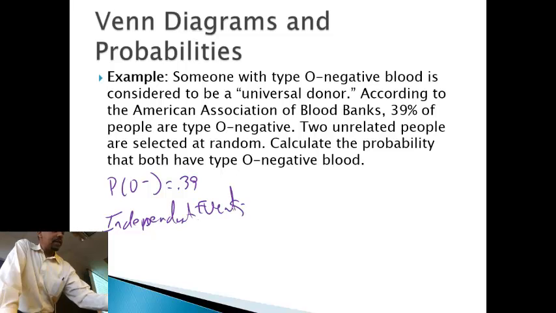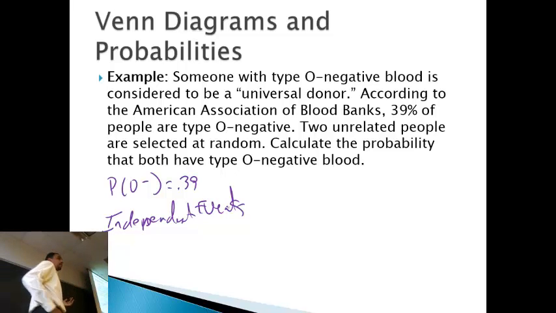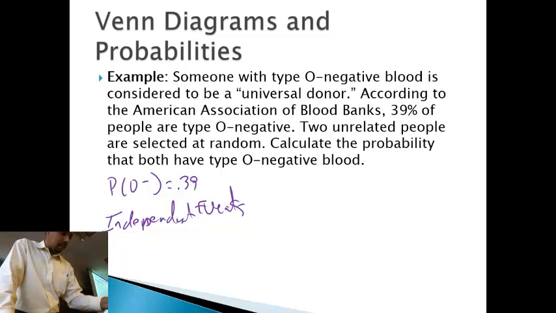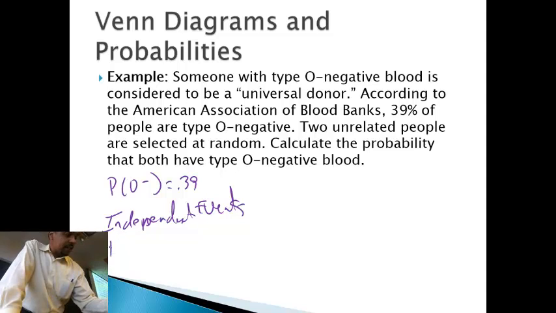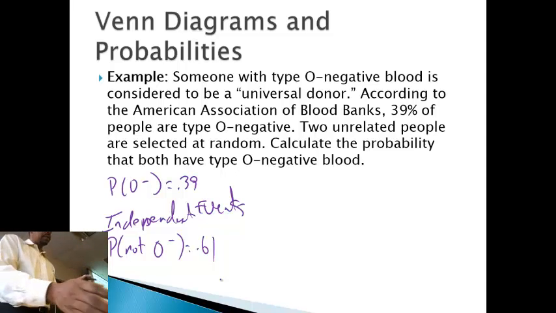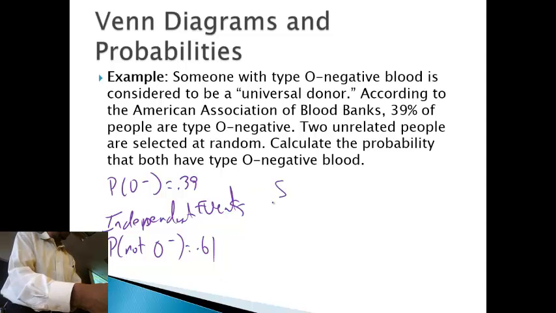So sometimes, just by the nature of the problem involved here, you're going to be working with independent events. Your blood type is independent of your neighbors in your row. So we can just assume that we can multiply probabilities. The chance of not O negative is 0.61. But in this case, we're just doing two unrelated people having O negative blood. So it'll just be the probability of O negative for the first person and O negative for the second person.